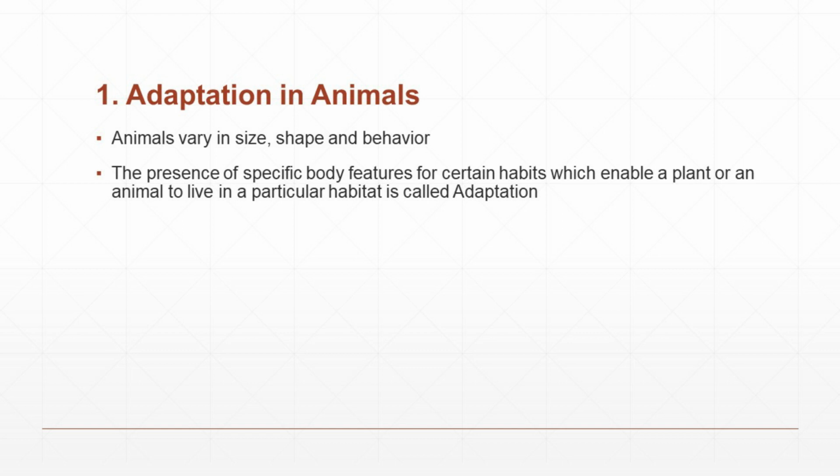The presence of specific body features for certain habits which enable a plant or an animal to live in a particular habitat is called adaptation. Once again, I will explain what adaptation is: the presence of specific body features for certain habits which enable a plant or an animal to live in a particular habitat.